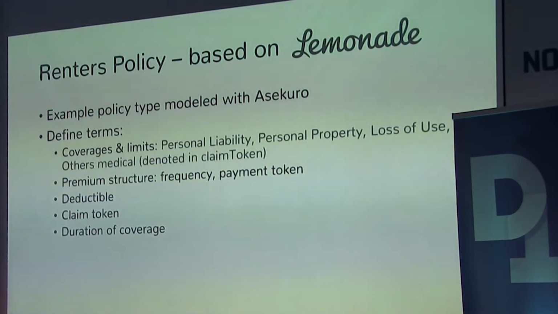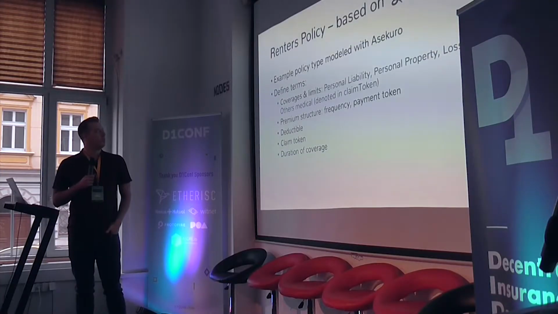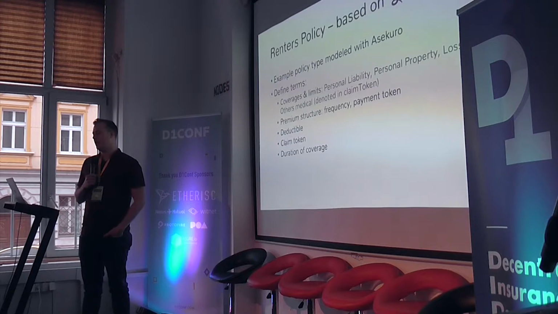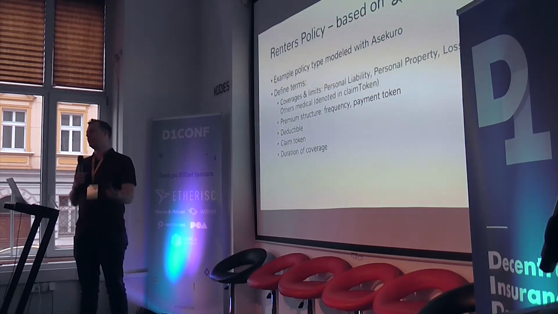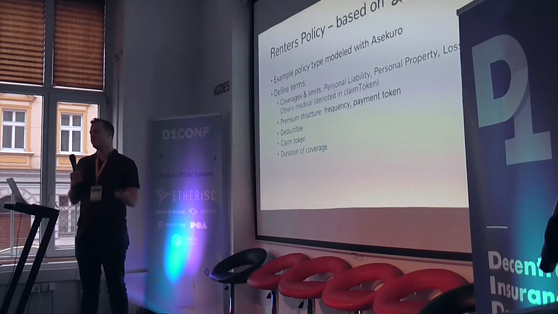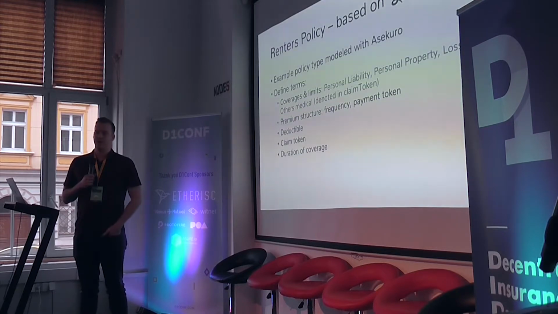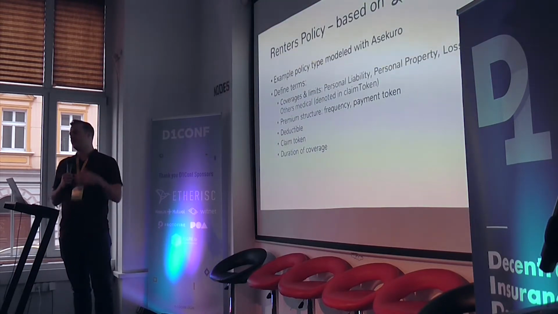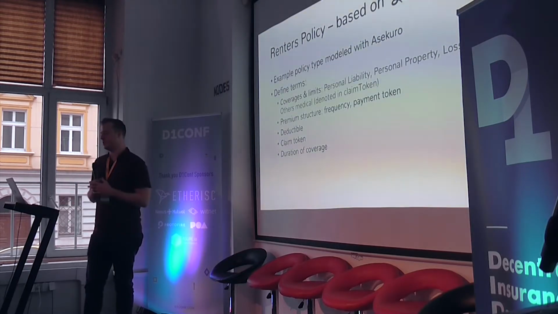So we've looked at a number of different types of insurance that can be modeled with this protocol. One of the first ones that we've built is renter's insurance, and it's based on Lemonade. If you're familiar with Lemonade, it's a pretty disruptive insurance company that provides homeowners and renters insurance. And this is an example of a type of policy that can be modeled in Asekuro.